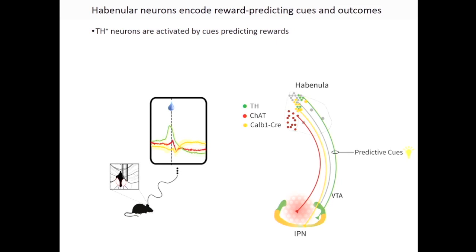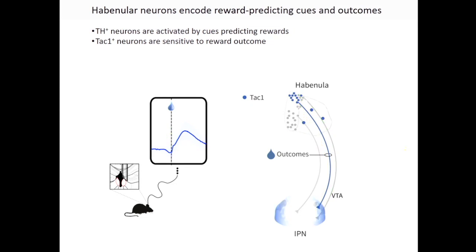Calbindin 1 cells are responding modestly to reward, and Tac1 cells are also responding to reward, but potentially a more appropriate way to say it is responding to the outcome, because they're responding both to rewarded trials in this more sustained way, but then they also have this higher amplitude transient response to withheld rewards. And interestingly, in the context of occasionally withholding the reward, the response to the rewarded stimuli is decreased.